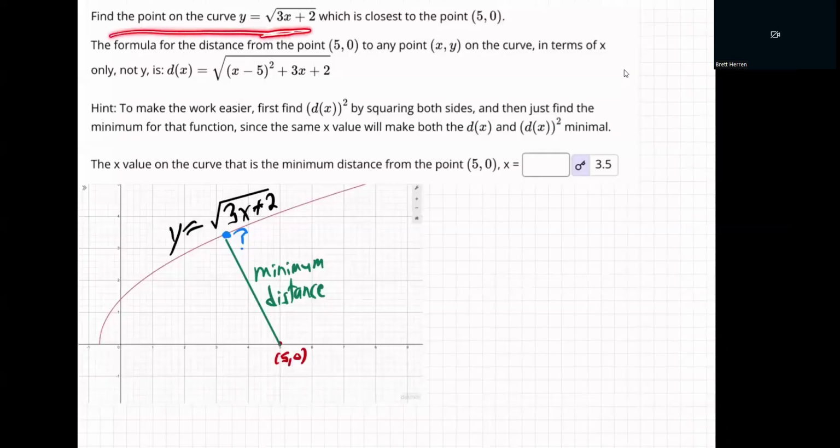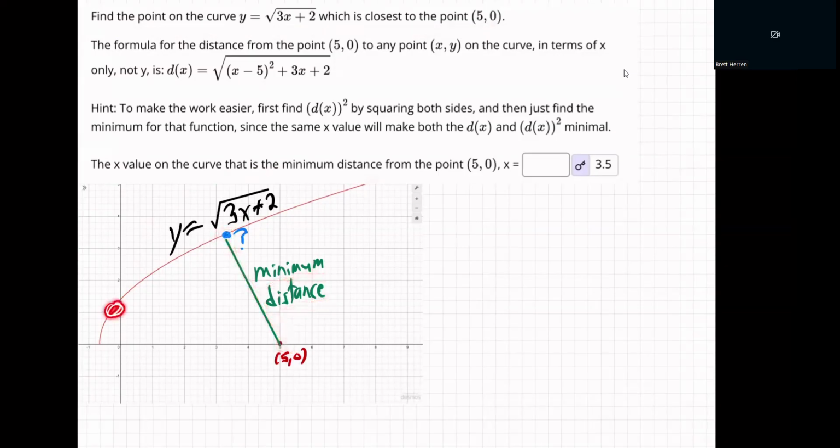Find the point on the curve y equals square root of 3x plus 2, which is closest to the point (5, 0). So down here I've graphed on Desmos the curve y equals the square root of 3x plus 2. And we're saying what point on this curve is closest to the point (5, 0)? In other words, minimum distance, right?